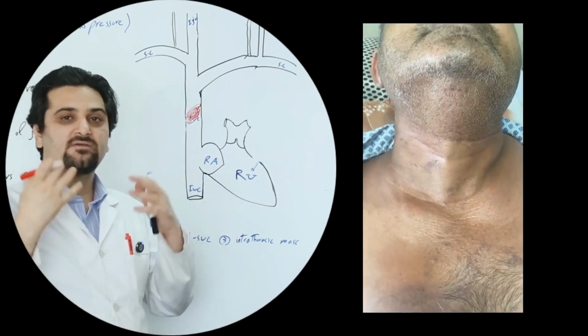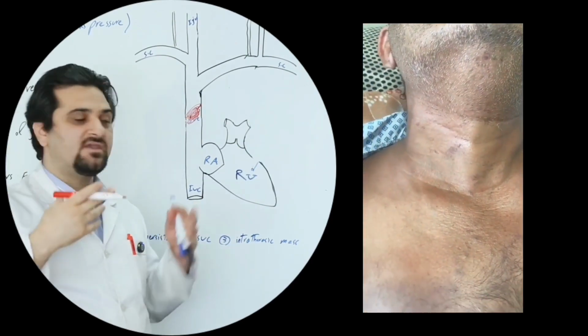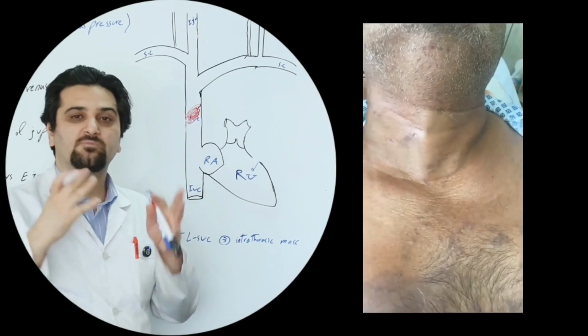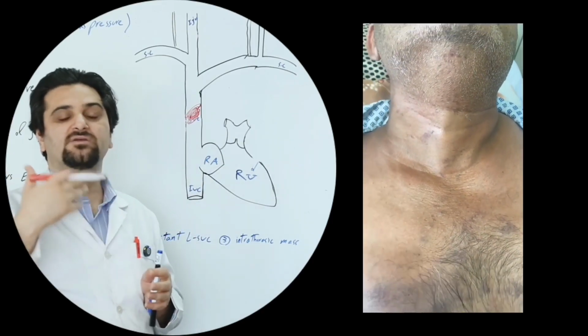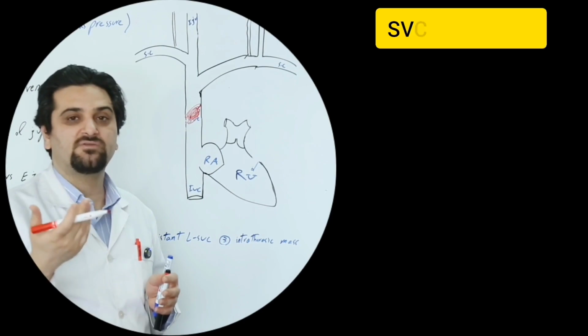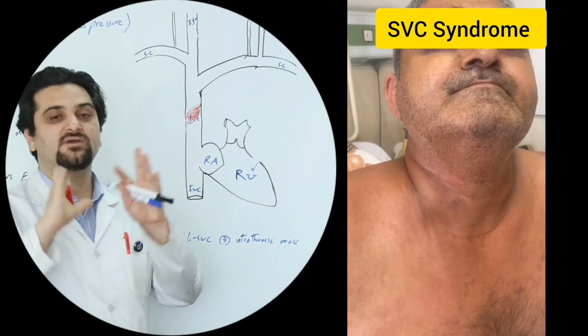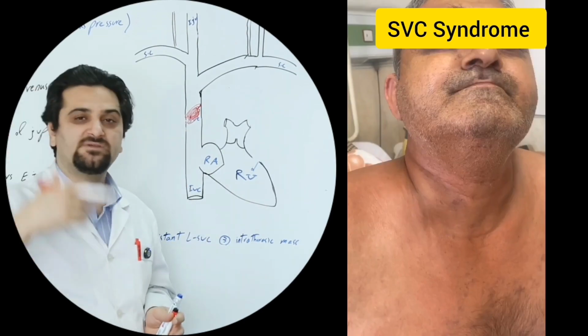And as a result, this swelling leads to impaired venous drainage from the head and neck. These may put pressure on the airways, causing the patient to feel shortness of breath, have a cough, and their face may take on a cyanotic appearance. We call this SVC syndrome.